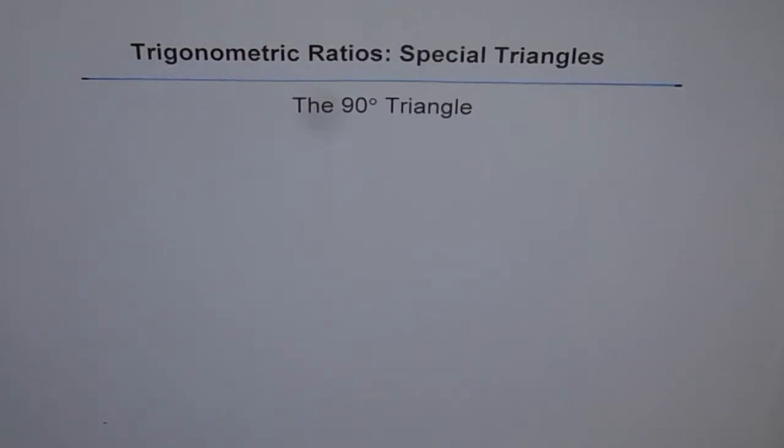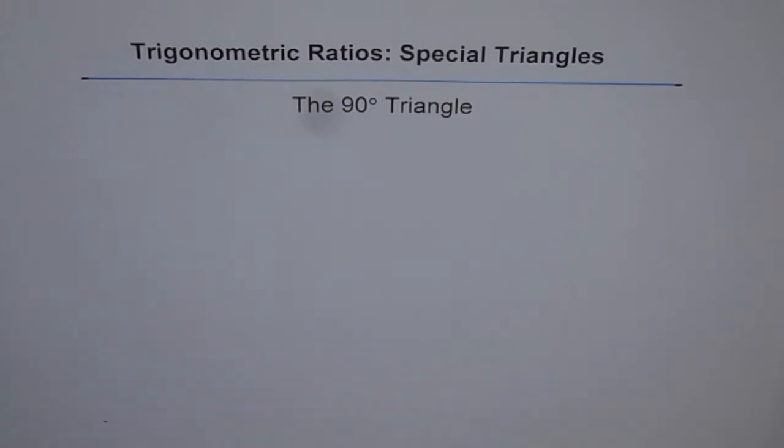Trigonometric ratios for special triangles. Now this one is a special triangle with 90 degrees. Normally when we talk about special triangles, we are talking about 45 degrees, 30 degrees and 60 degrees. 90 degrees and 0 degrees are kind of skipped most of the time, but I think they're most important.